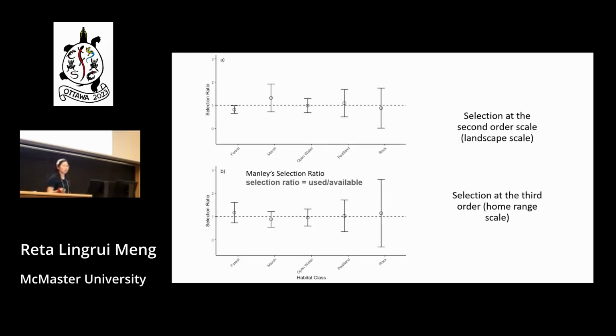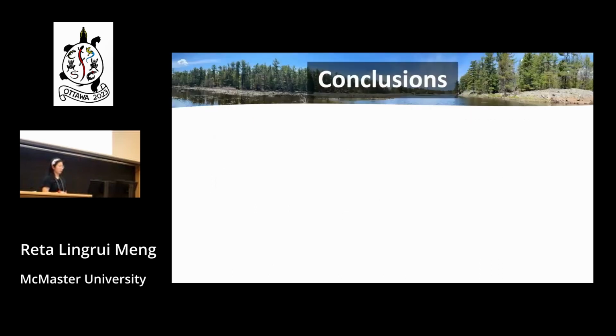We used the Manly selection ratio, which is essentially a ratio of whether the habitat used is more or less than the habitat that is available. The dotted line in the center is a ratio of 1. If the data is completely above or below it, that shows non-neutral selection. As you can see here, we only had 1 case of non-neutral selection, for forest at the second order scale, and all other selection at the third order scale was completely neutral. So that's kind of according to our hypothesis or prediction.